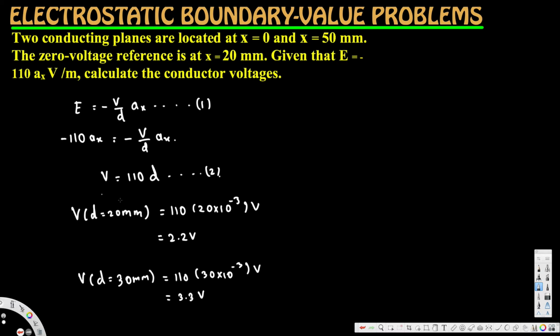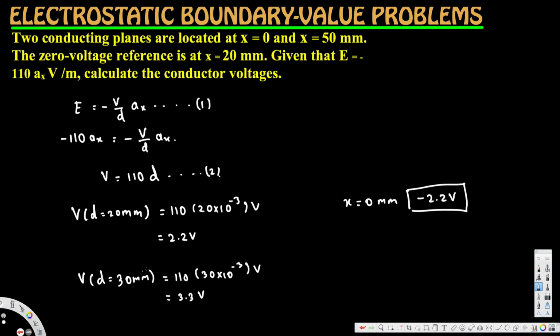This one is in the zero voltage reference. It means this is in the negative x-axis. The plane is in the negative x-axis, so we have to invert the final answer. So here the final answer will be, at x equals 0 millimeter, negative 2.2 volts. So that's the voltage for the first one.